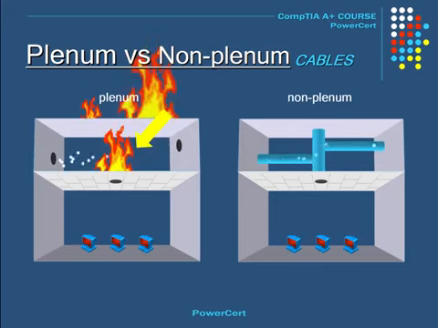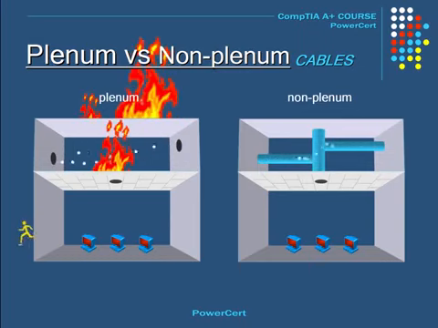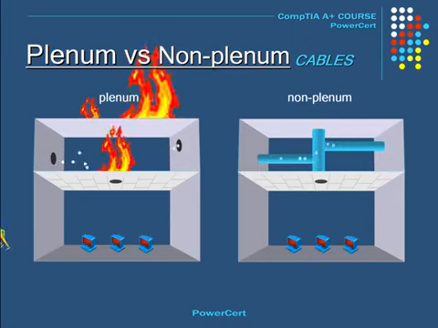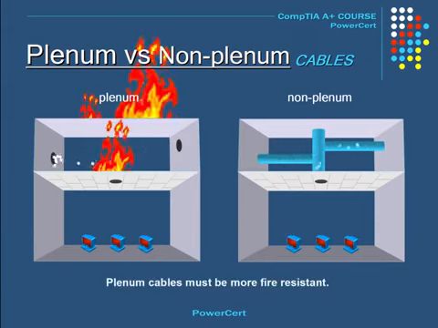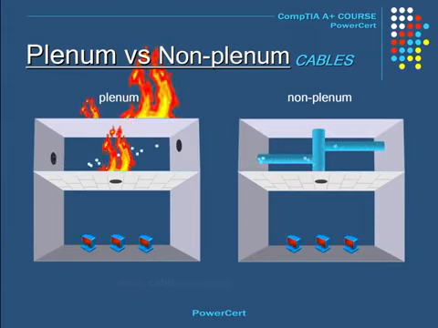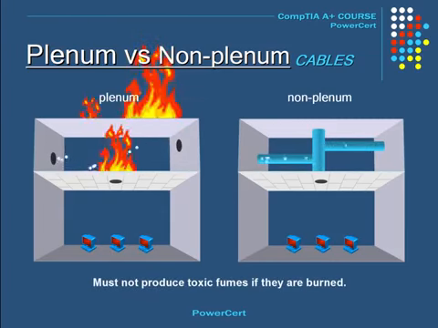And because of this, cables that run through plenum spaces must meet certain requirements. First, they must be more fire resistant, and secondly, they must not produce any toxic fumes if they are burned.